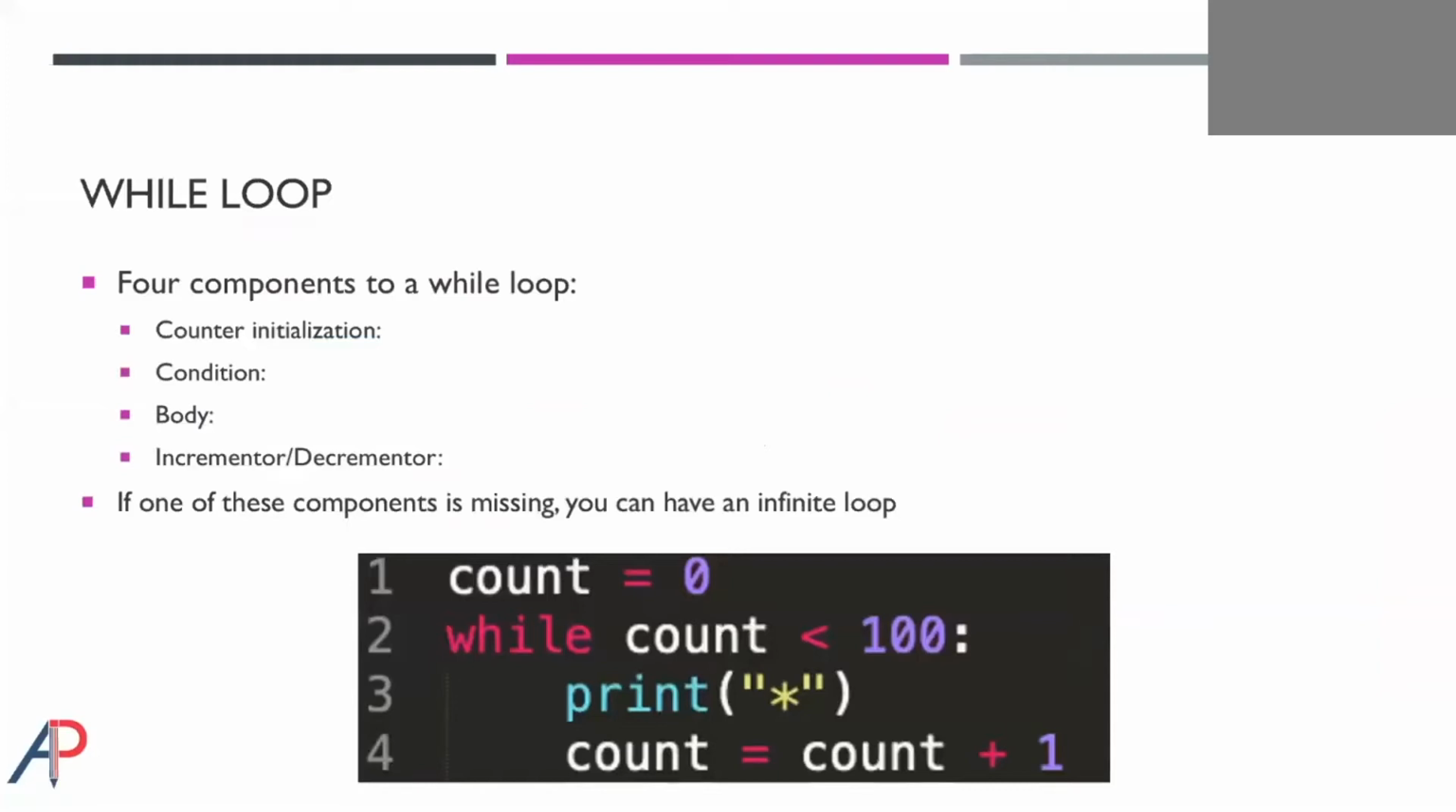I also briefly touched on the four components of a loop. I want to talk about them again and go into a little more detail than just defining them for you. First off, we have the counter initialization. This is a variable that you create so that you're able to keep track of how many times your loop has run.